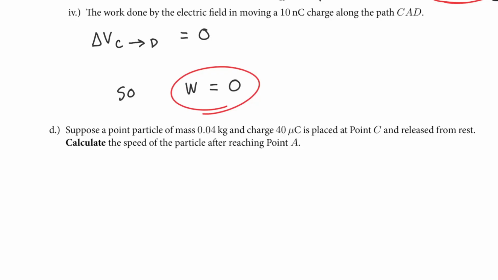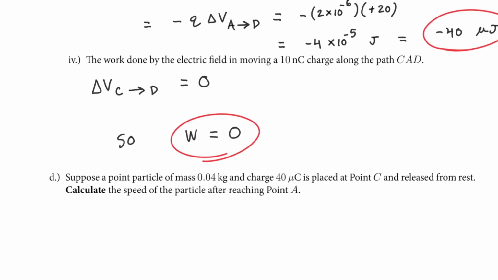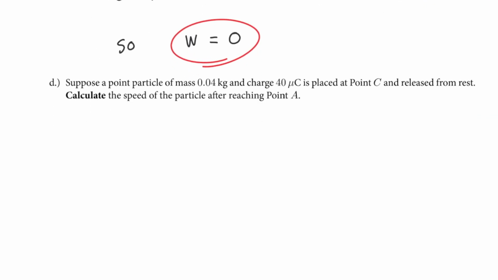Now we'll do an energy conservation problem. So suppose a point particle whose mass and charge are given is placed at C and then released from rest, and it flies towards A along the electric field. Calculate the speed of the particle. Anytime you're given voltages or potential values, you usually want to use the delta approach for energy conservation. So we use this fact that change in kinetic energy is always opposite the change in potential.